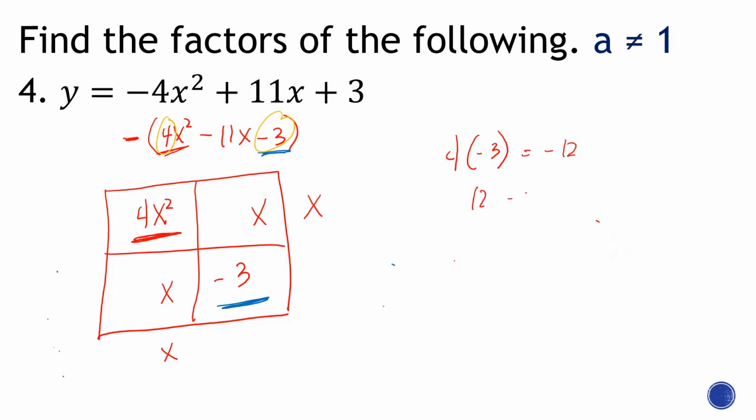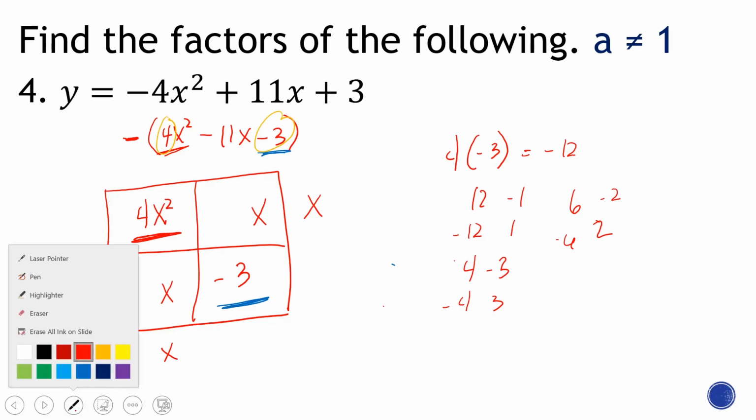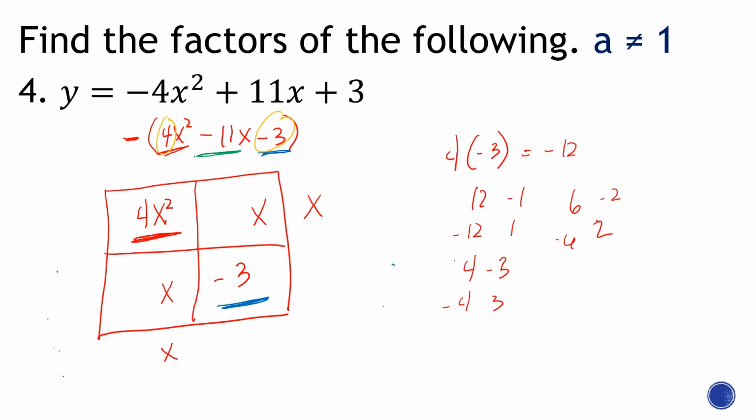We're looking at 12 and negative 1, negative 12 and 1, 4 and negative 3, negative 4 and 3, 6 and negative 2, negative 6 and positive 2. Which among the 6 pairs will give us a sum of negative 11? Let's check. 12, negative 1. Oh, that's positive 11. We want negative 11. That's close. Negative 12 plus 1. That's negative 11. That's what we want.